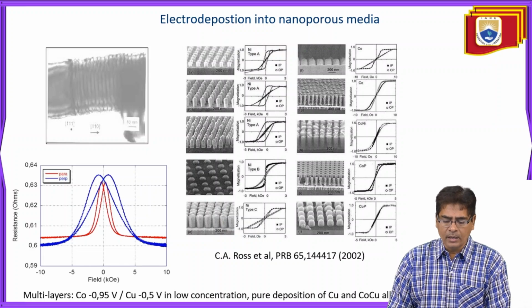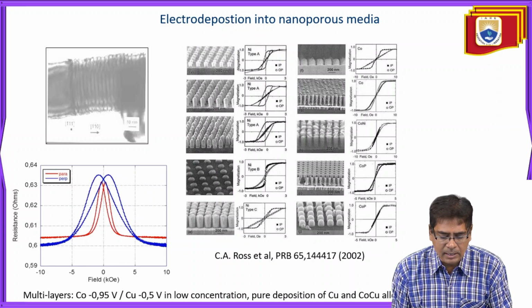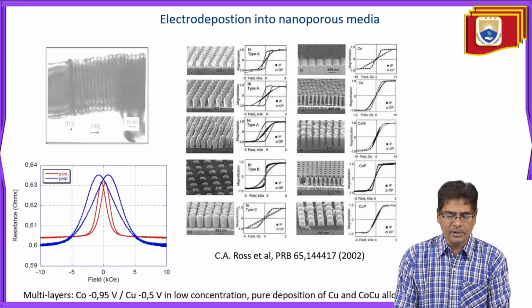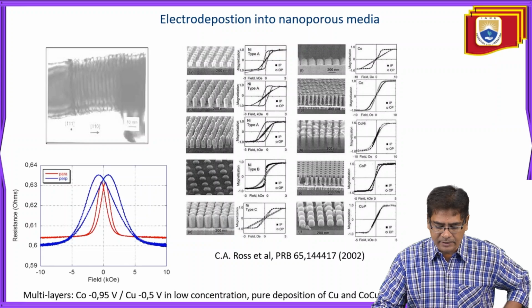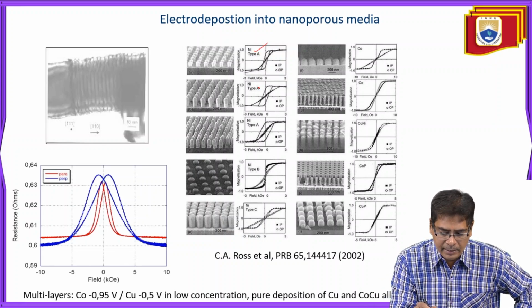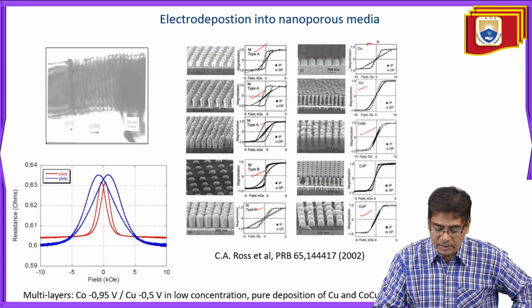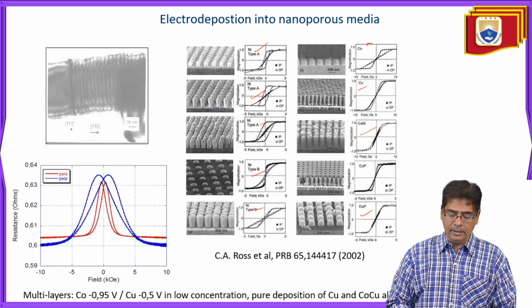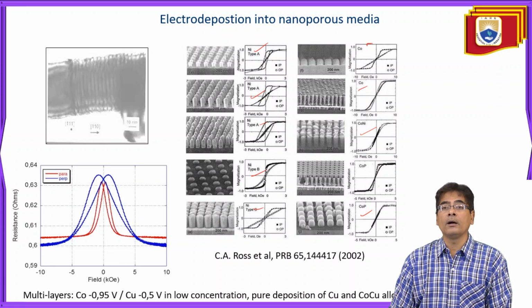Here we are taking magnetization measurements, using VSM, a vibrating sample magnetometer, or you can go for magneto-optical Kerr effect for different materials like nickel. We have nickel type A, nickel type B, and nickel type C, and cobalt platinum, cobalt nickel, and cobalt silver. This is taken from a paper in Physical Review B in 2002. Multilayers of cobalt at 9.0, 9.5 volts, or copper at 1.2 concentration, pure deposition of copper and cobalt copper alloys.